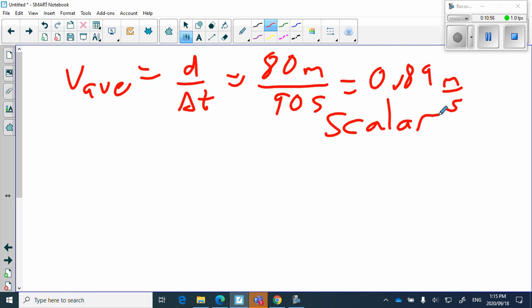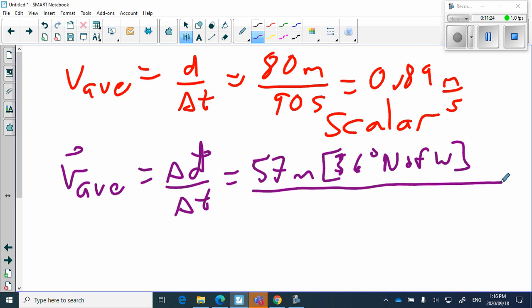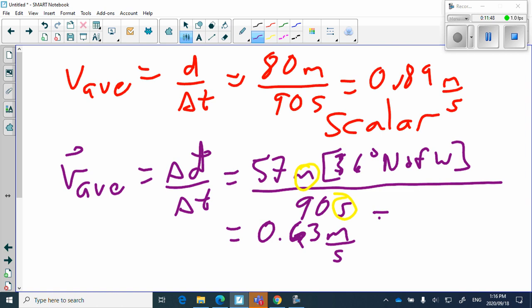The next question is, what's the average velocity? Okay, well now we're into a vector. So now I have to put in 57 meters. It doesn't matter which angle you use. You want to use a 36, that's fine. 36 degrees north of west. And then we divide it by the 90 seconds. 1.5 minutes is 90 seconds. So it's 57 divided by 90. And we get basically 0.63. Meters per second, because I got to put the unit in. And then I put the direction in, same direction, 36 degrees north of west.